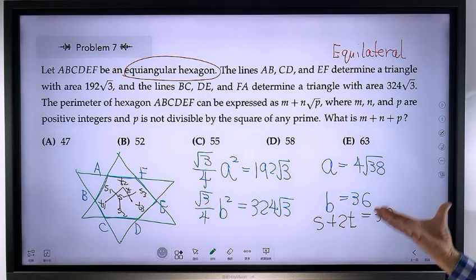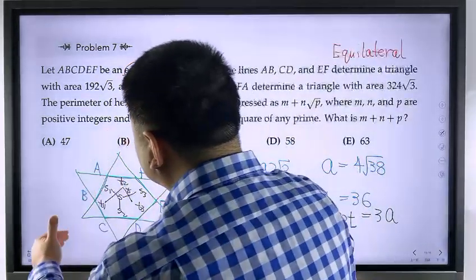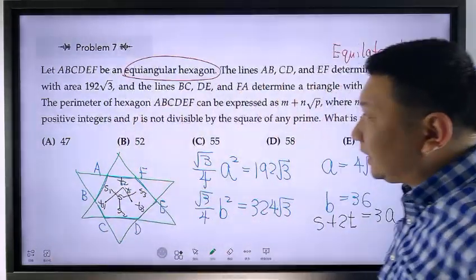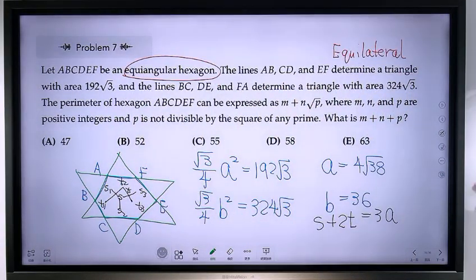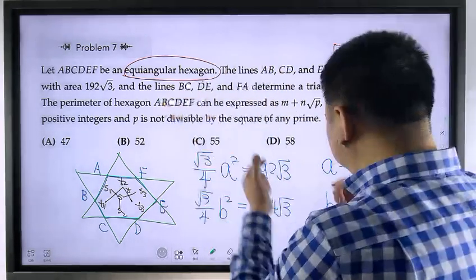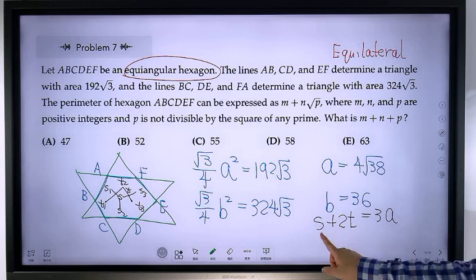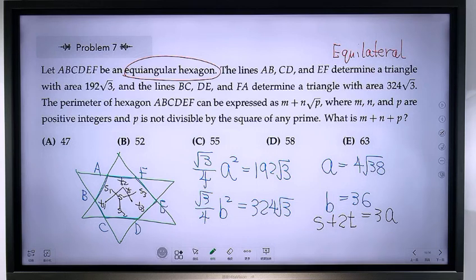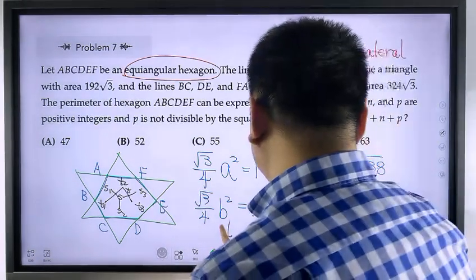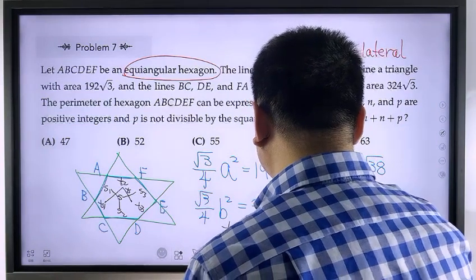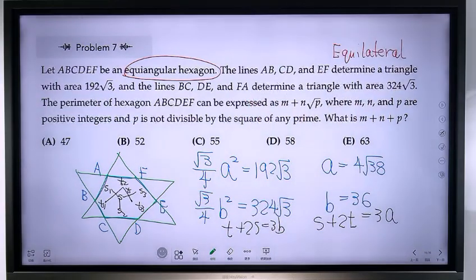So the trick here is you consider it as a whole. To keep the symmetry as much as possible, you consider the perimeter of these two equilateral triangles to form the equation, right? And then the other similar one would be T plus 2S equals 3B. And then you add them together.